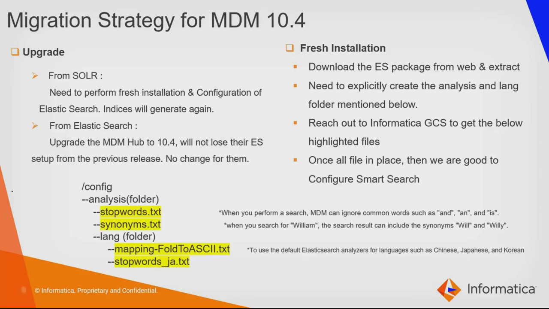Then we need to explicitly create these particular folders, the analysis folder and the lang folder, manually, and under that we need to place these particular files: stopword.txt, synonym.txt, mappings one, and the stopwords file. If you are not able to get these files, feel free to reach out to GCS so that we can provide the necessary files. Once all these files are in place, we are good to configure the smart search with the same setup.